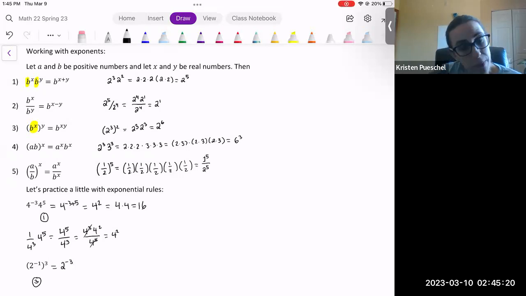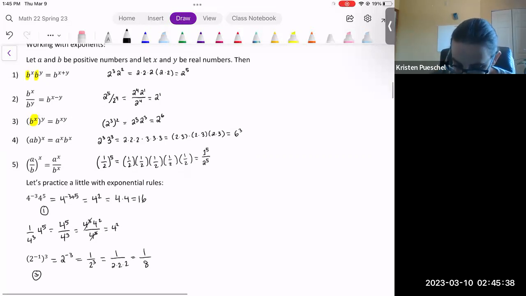We could also simplify this, writing it as 1 over 2 cubed, so that we don't have any negative exponents. And remember that 2 cubed means 3 copies of 2 multiplied together. So 1 over 2 times 2 times 2, or 1 over 8. Okay.